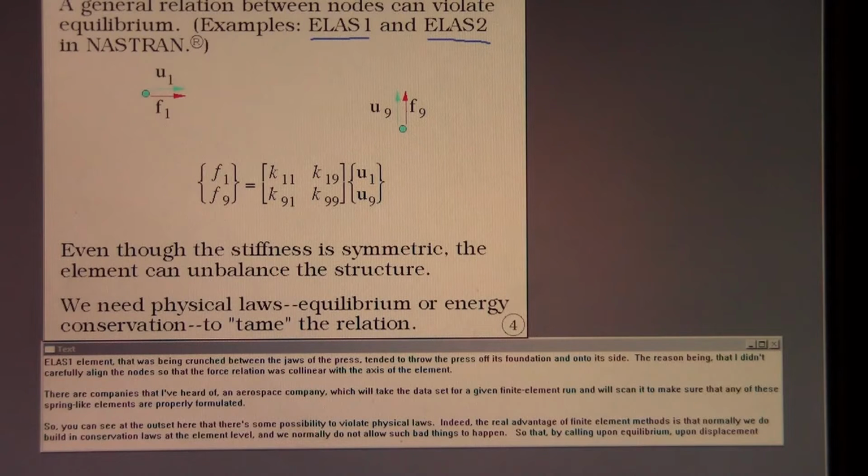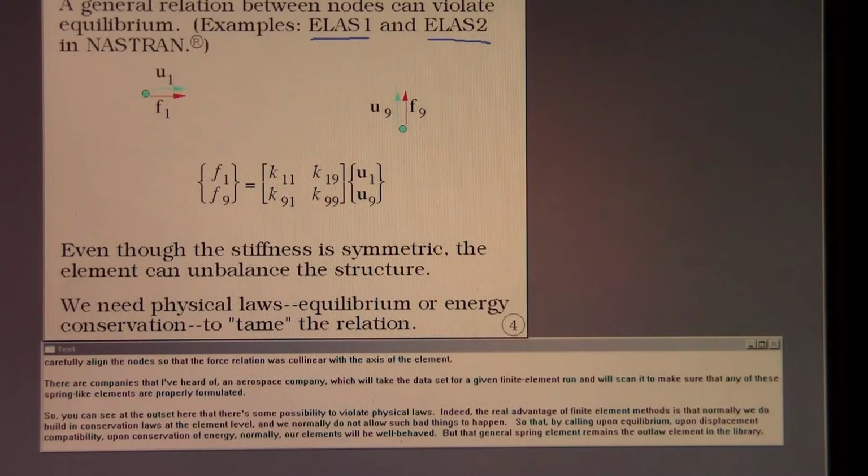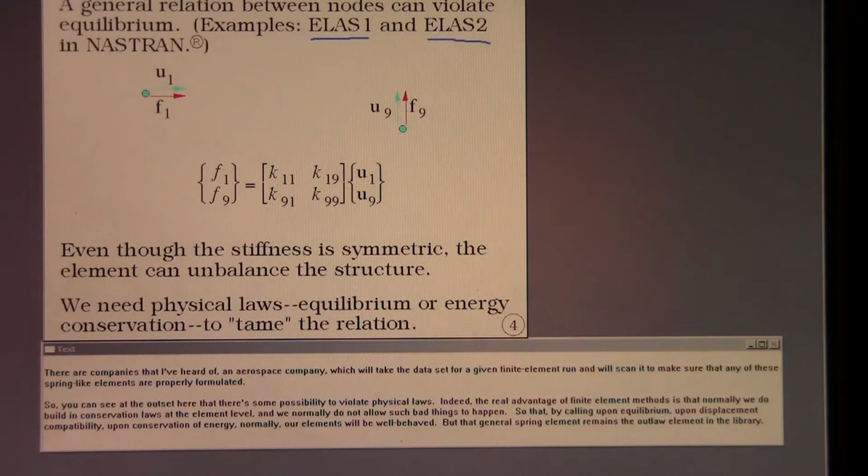And indeed, the real advantage of finite element methods is that normally we do build in conservation laws at the element level, and we normally do not allow such bad things to happen. So that by calling upon equilibrium, upon displacement compatibility, upon conservation of energy, normally our elements will be well behaved. But that general spring element remains the outlaw element in the library.